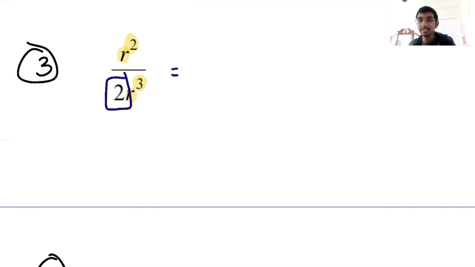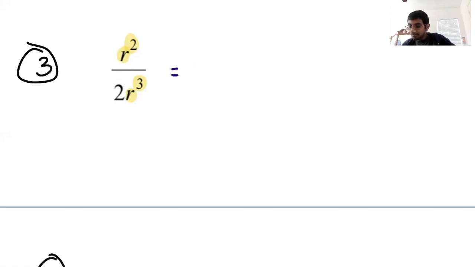Because the 2 is probably sticking out and you don't know how to do the rule with the 2 there. But that's actually very simple. So what you can do is we can take out this 2 right here, right? Because if there's a 2 on the bottom of the fraction, we can take out a 1/2.